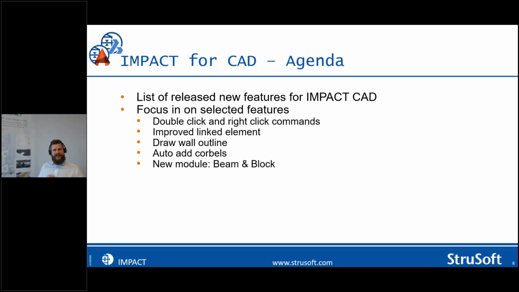Then I'll focus on just a few selected features, and that's why I mentioned in the beginning that I want to give you a few things you can take away from here, things that work pretty much throughout the Impact for CAD software at least. The things we'll be focusing on are something we call double click, which I'll show you afterwards, improved linked elements, draw all outlines, auto adding quantities, and a new module that we built called beam and block.